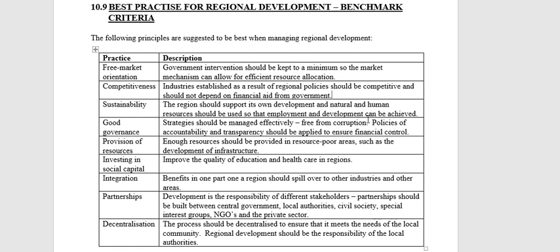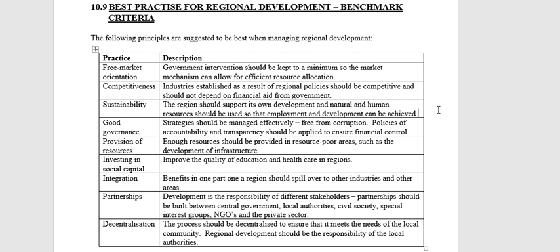The third principle is sustainability. What this means is that when we look at regional development, the region that we are focused on, the underdeveloped area, should support its own development, and the natural resources and the human resources from that region should be used so that we can create employment for the people in that region, and so that we can achieve high levels of development. Obviously, it goes hand in hand with high living standards.